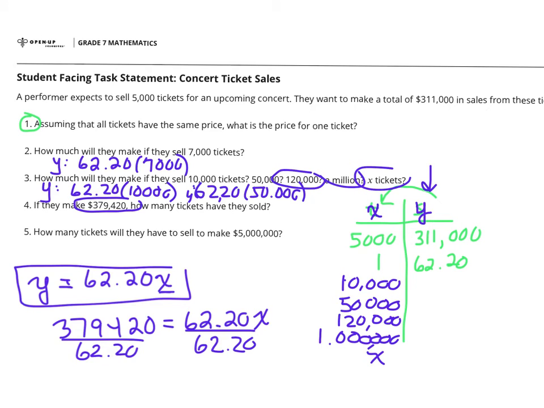How many tickets will they have to sell to make $5 million? So then our 5 million would be over here. Why don't you find that out for me?